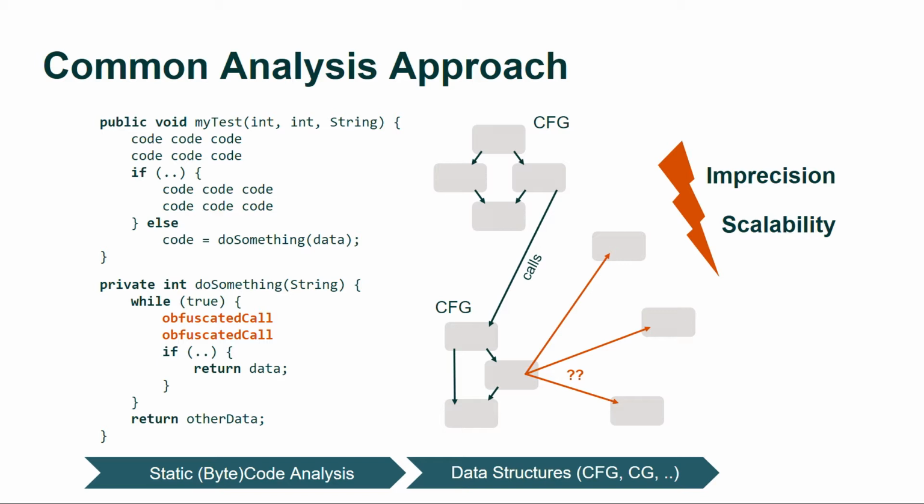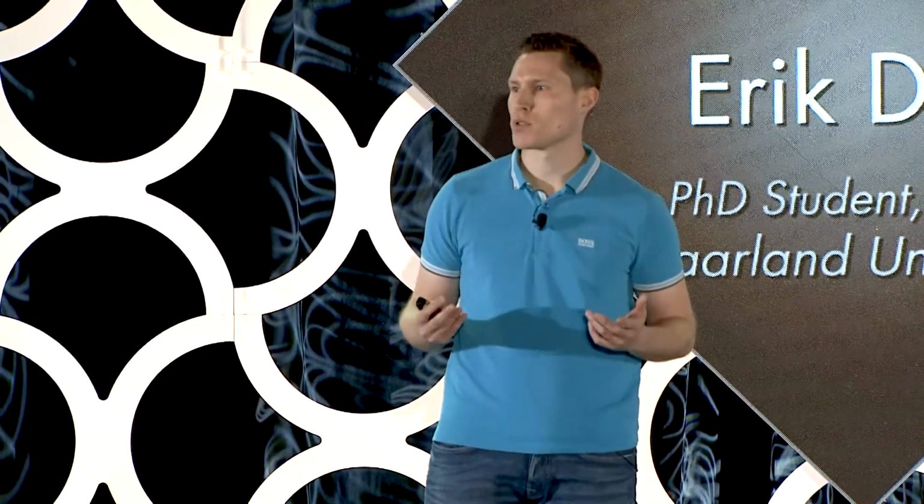And scalability is important because we are talking about more than 3 million applications just hosted on the Google Play Store. So it turns out that these common analysis approaches do not fit well to our requirements. And we have to get back to the drawing board and come up with a novel idea that in the best case combines both precision and scalability.